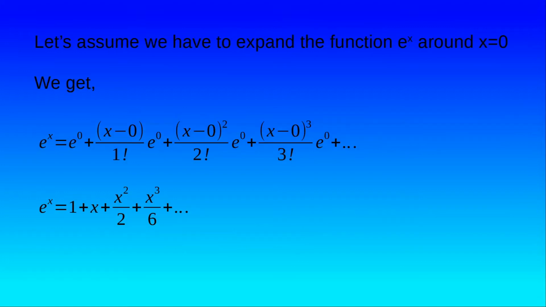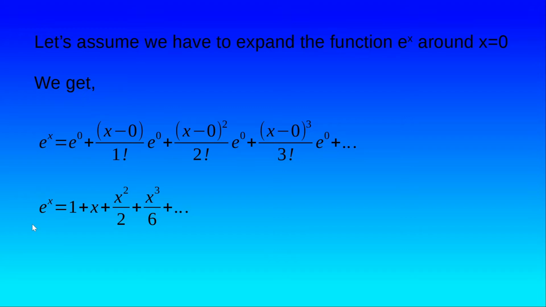Let's assume we have to expand the function e raised to x around x is equal to 0. Therefore, we get e raised to x as this: e raised to 0 plus (x minus 0) over 1 factorial, e raised to 0, plus (x minus 0) square over 2 factorial, e raised to 0, plus (x minus 0) the whole cube by 3 factorial, e raised to 0, and so on. So the expansion will result in this expression.